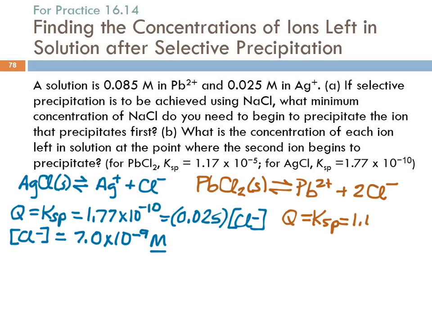KSP is 1.17 times 10 to the minus 5. So that equals the lead concentration, 0.085, times the chloride ion concentration squared. Okay, so I'm not going to write all that out. It's the square root of 1.17 times 10 to the minus 5, divided by 0.085.